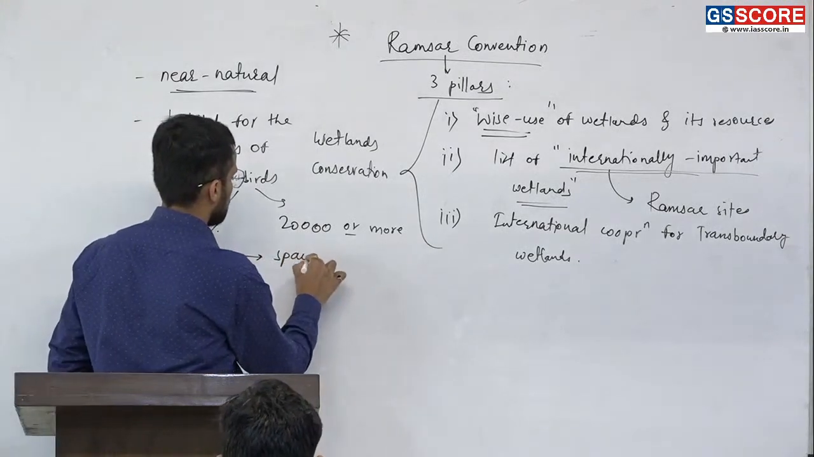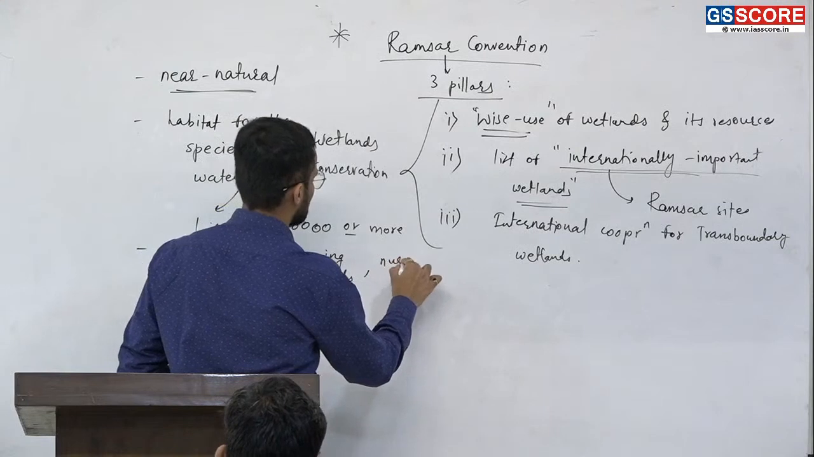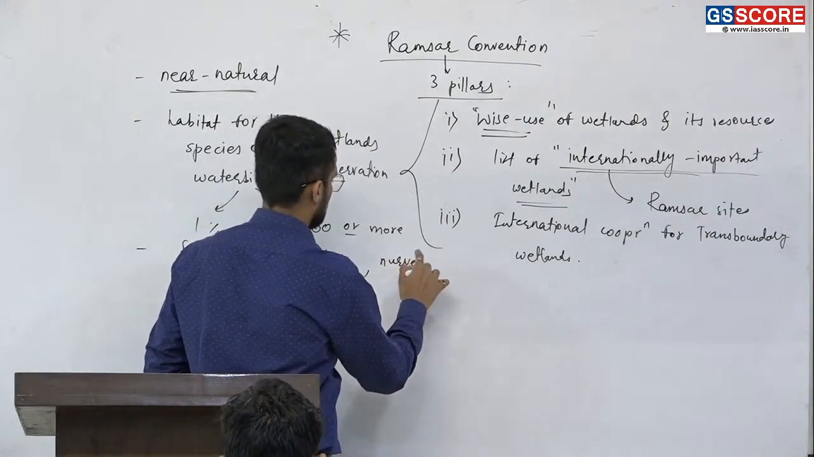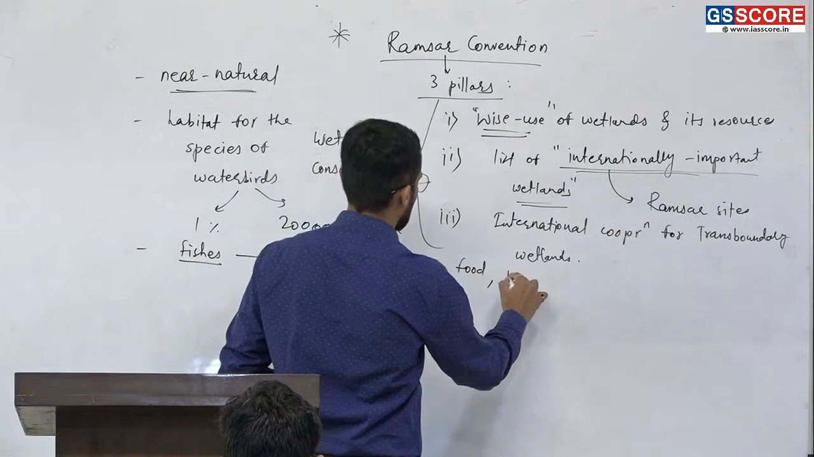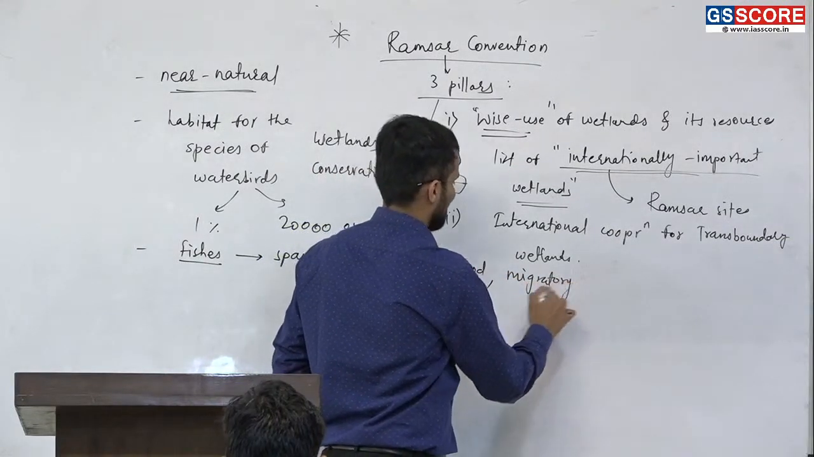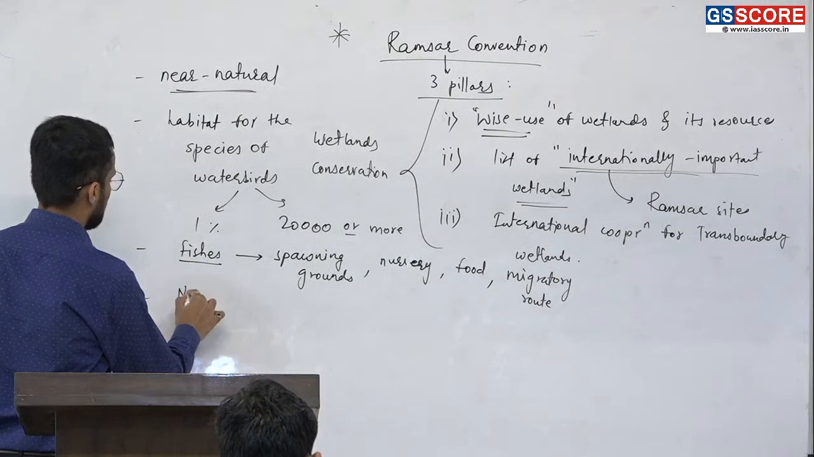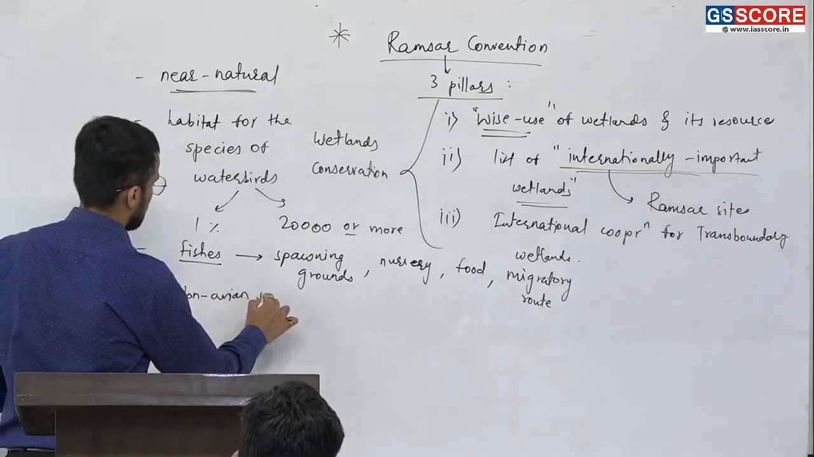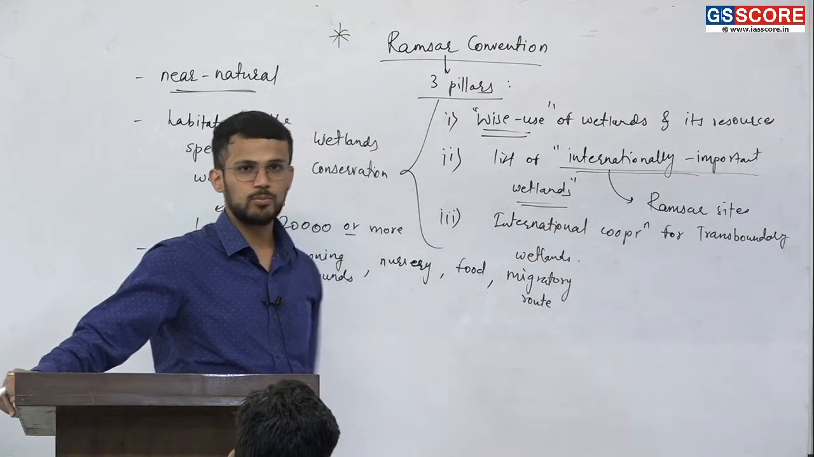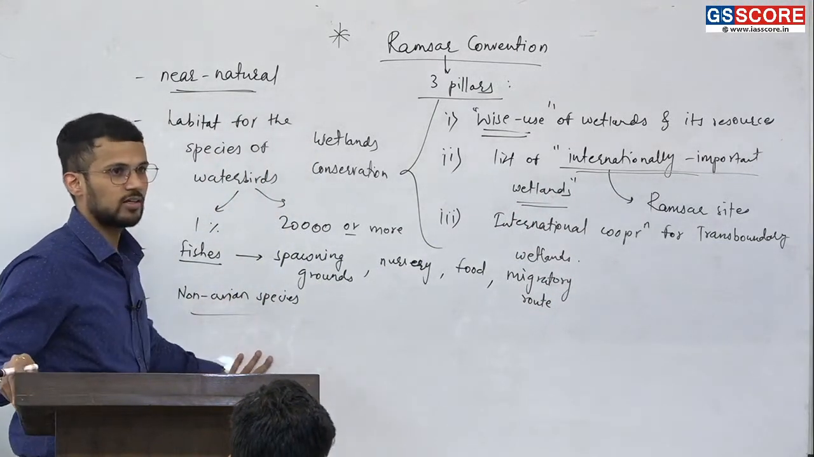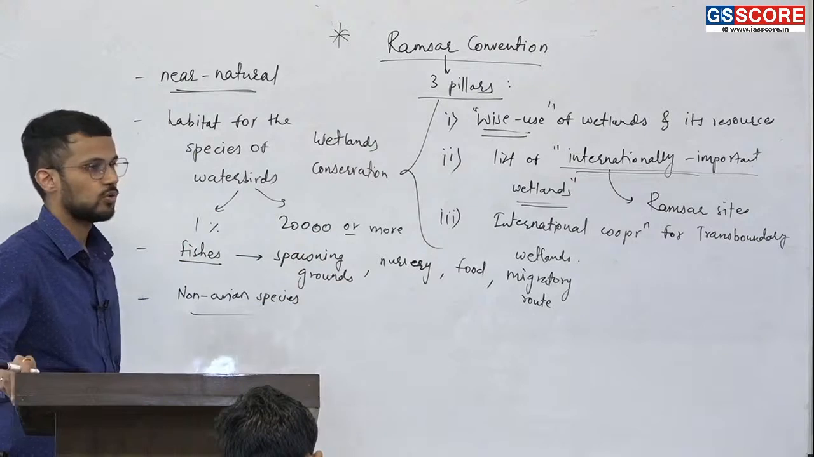Spawning ground means laying of eggs. Spawning grounds, nursery, source of food, and also migratory route. And then if it is a habitat for non-avian species, then also it can be declared an internationally important wetland. So a total of 9 criteria are there related to Ramsar sites. Any one criteria should be satisfied in order to get entry into the Ramsar list.